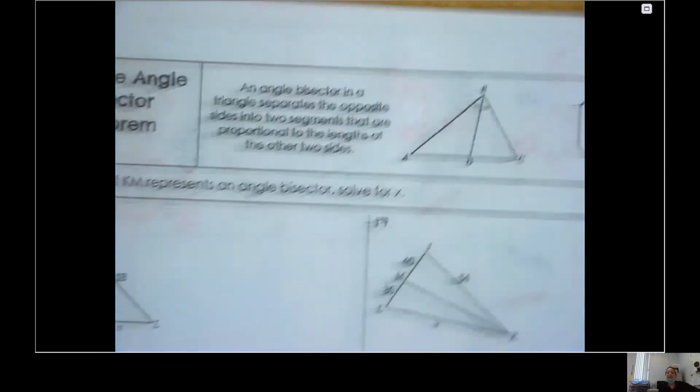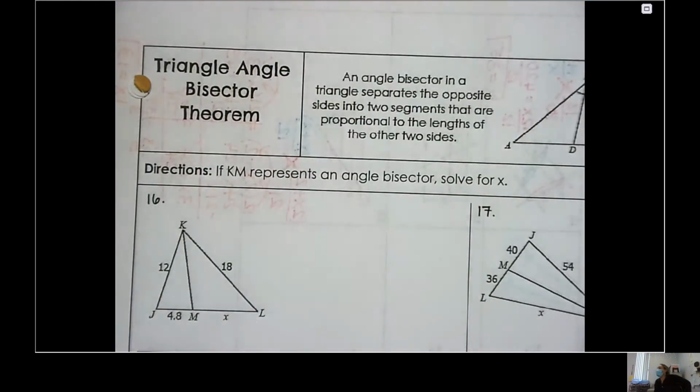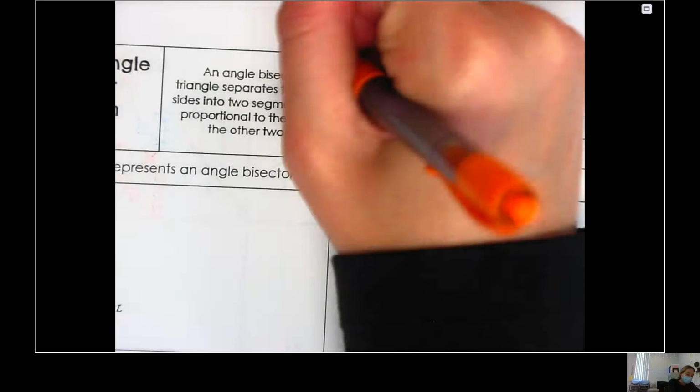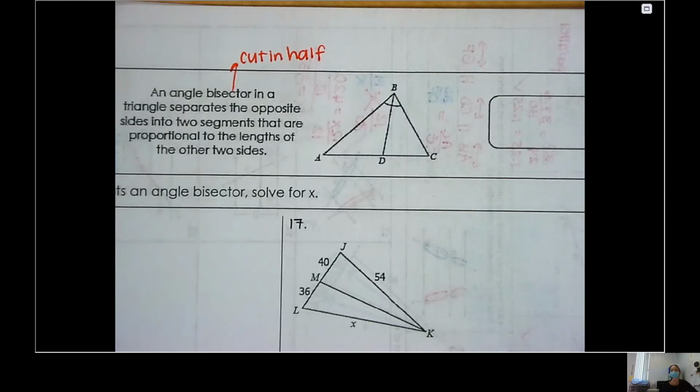All right, the last theorem is the triangle bisector theorem. What does bisect mean? Cut in half. Very good. So maybe I'm going to write that next to bisector. Cut in half. All right. So if you are given a bisector in a triangle, if I tell you that something is being cut in half, then you can make some proportions just like we did that show which pieces of the triangle are congruent.